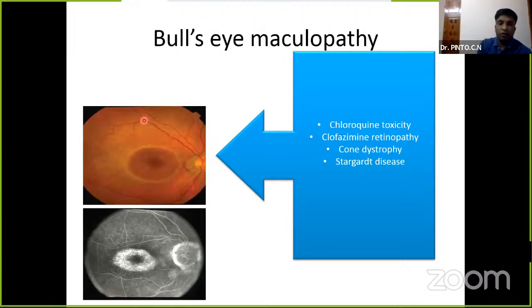Next, you have bullseye maculopathy. What is bullseye maculopathy? You have pigmentary changes in the macula, not at the equator or in the periphery. When you do a fundus fluorescein angiogram, it looks like a bullseye. This is known as bullseye maculopathy. So what are the causes?